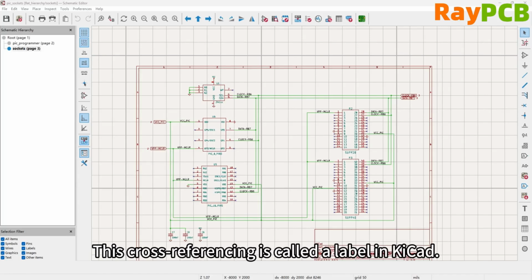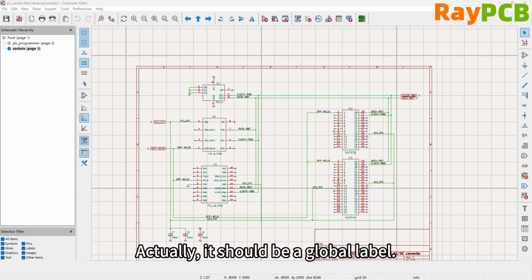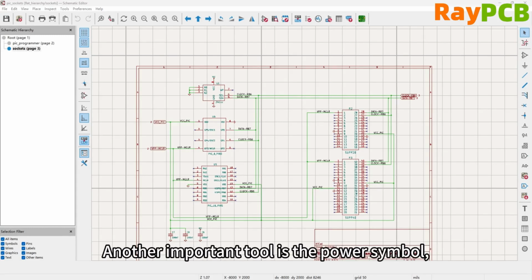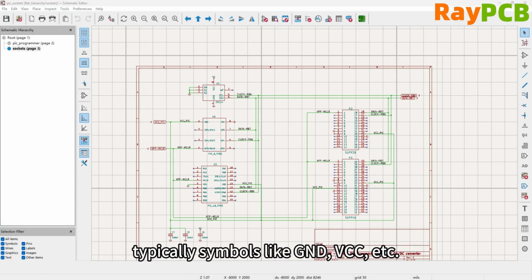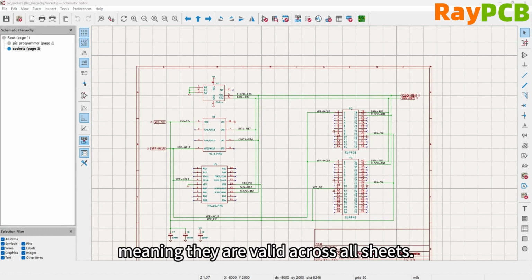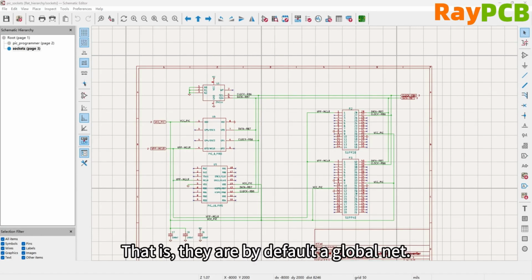This kind of cross-reference is called a label in KiCad, and in fact, it should be a global label. Local labels are only effective within a single page. Another important tool is a power symbol. Typical examples include symbols like GND and VCC. Power symbols are global in flat design, meaning they are valid across all schematics. By default, they represent a global net.